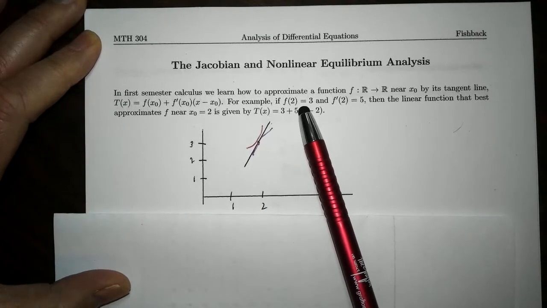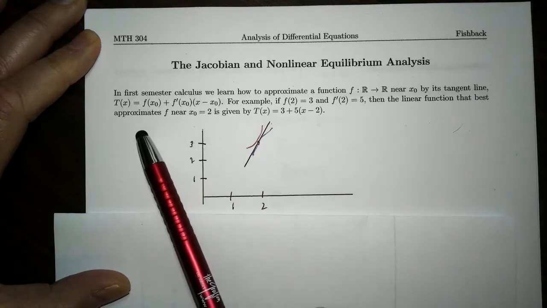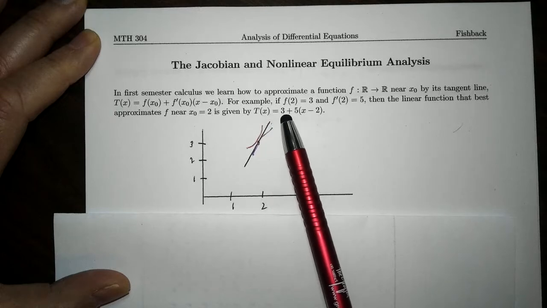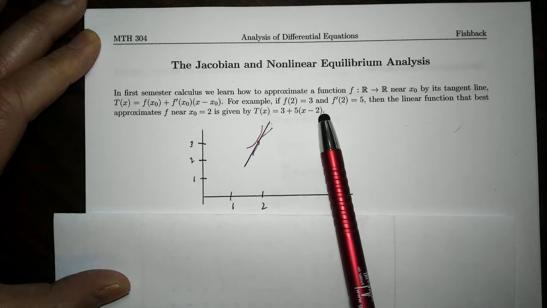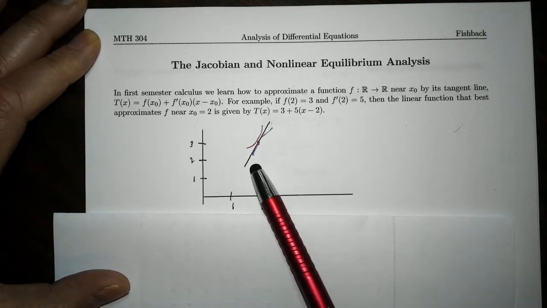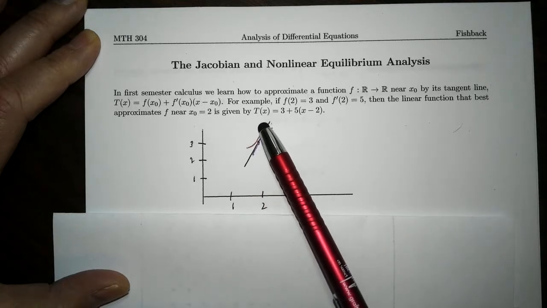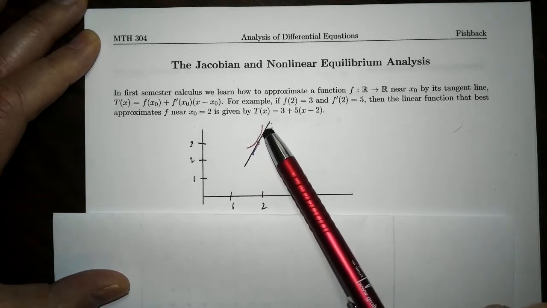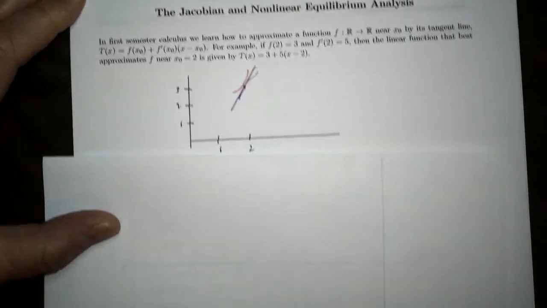So for example, if f of 2 is 3 and f prime of 2 is 5, then the linear function that best approximates f near 2 is given by T of x equals 3, because that's f of 2, plus 5 times x minus 2. So that tangent line, if I graphed it, would look like this. What I know is that near this point 2, the function has to behave like that tangent line. I've tried to draw a couple little curves, not very well drawn, that locally look like this line.